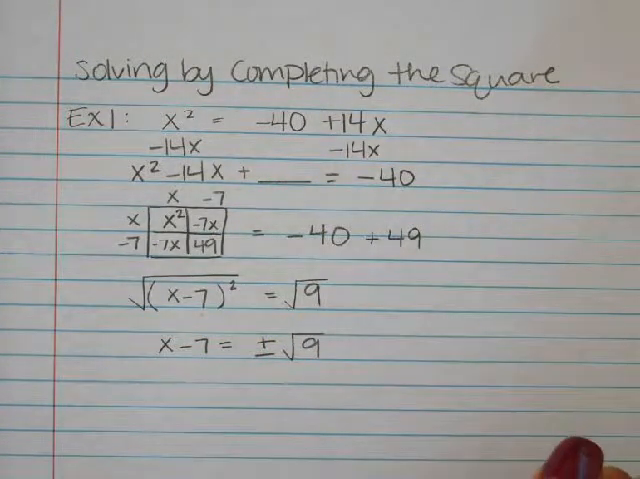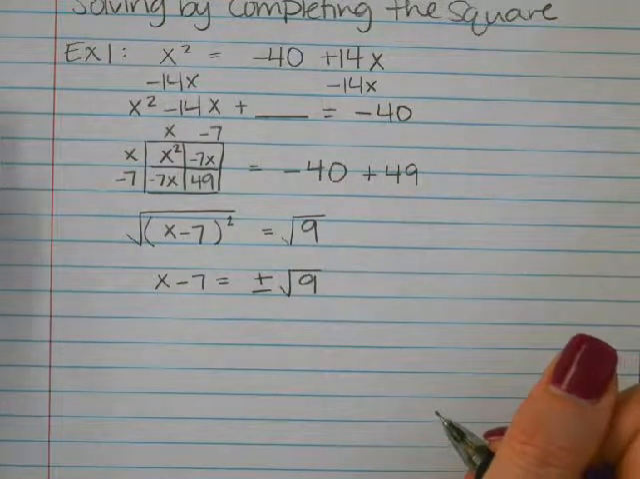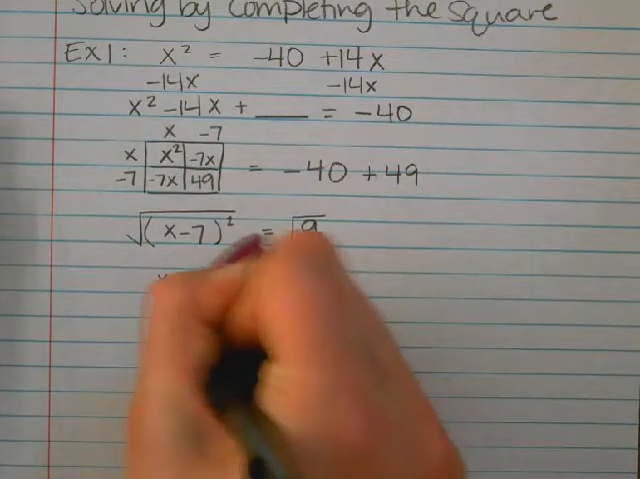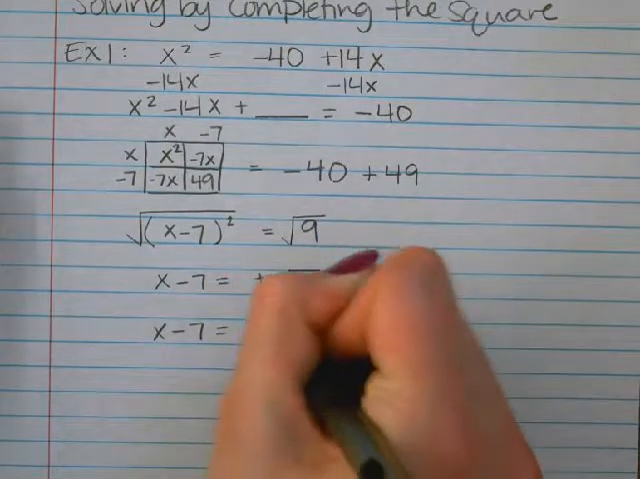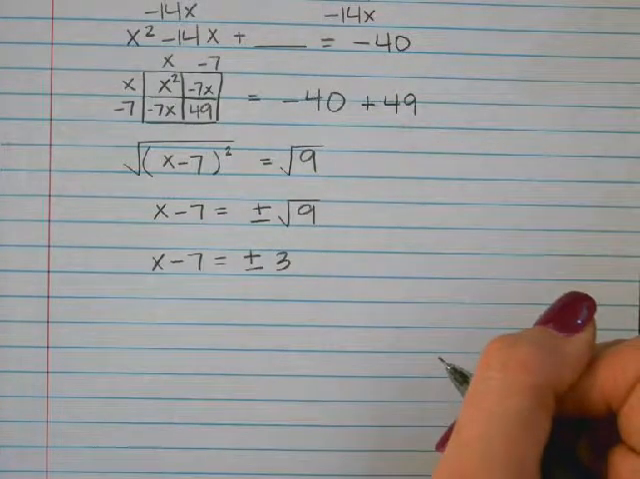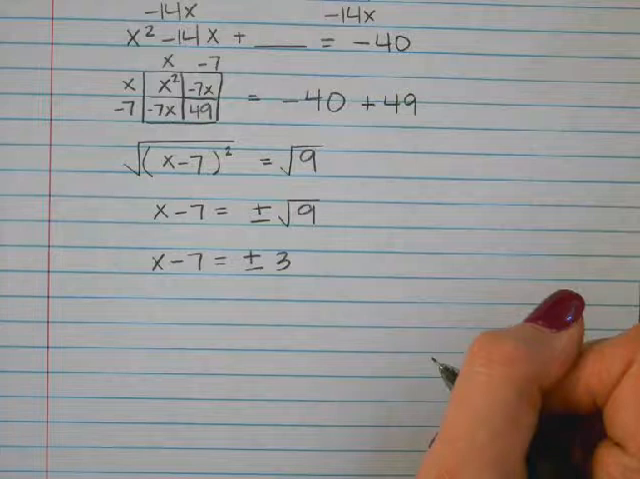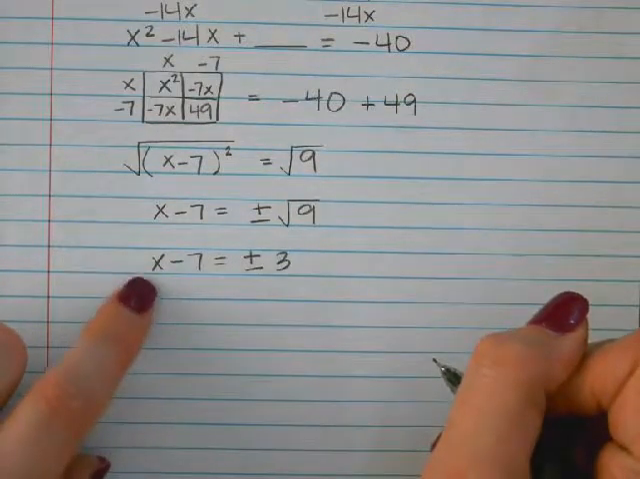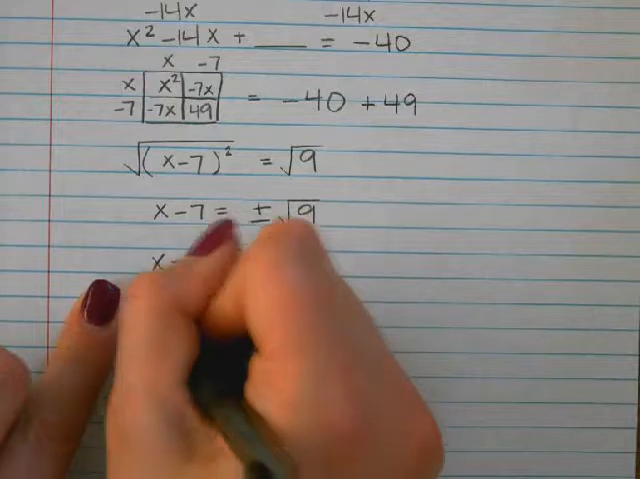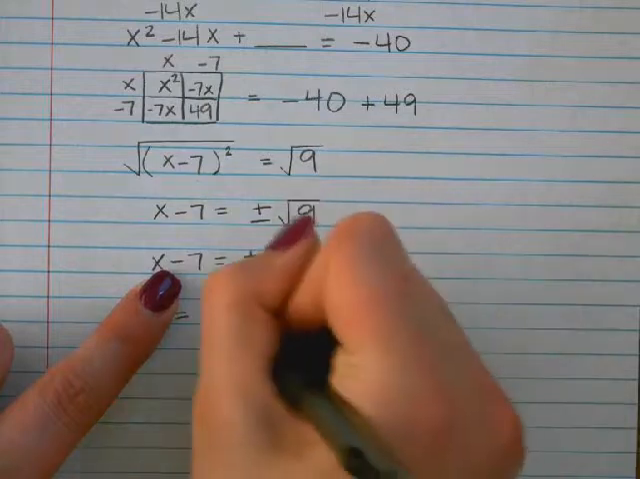And what's the square root of 9? 3. So that means we've got x minus 7 equals positive and negative 3. We got two possibilities there. Okay. What do I do next? Well, we're trying to get x alone. How do we get that? Add the 7 over. Okay. So I'm going to say x equals, if I add the 7 over, I get positive 7, and then I've got plus and minus 3.